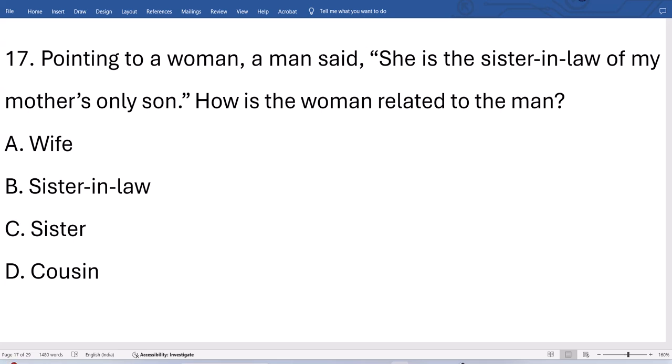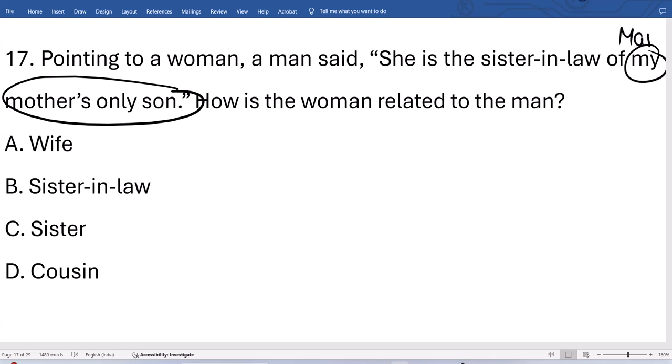That entire phrase is equal to the man only. So how is the woman related to him? She is nothing but the woman who is the sister-in-law of the man. When a man says my father's only son, my mother's only son, my parents' only son, the same person only will come.